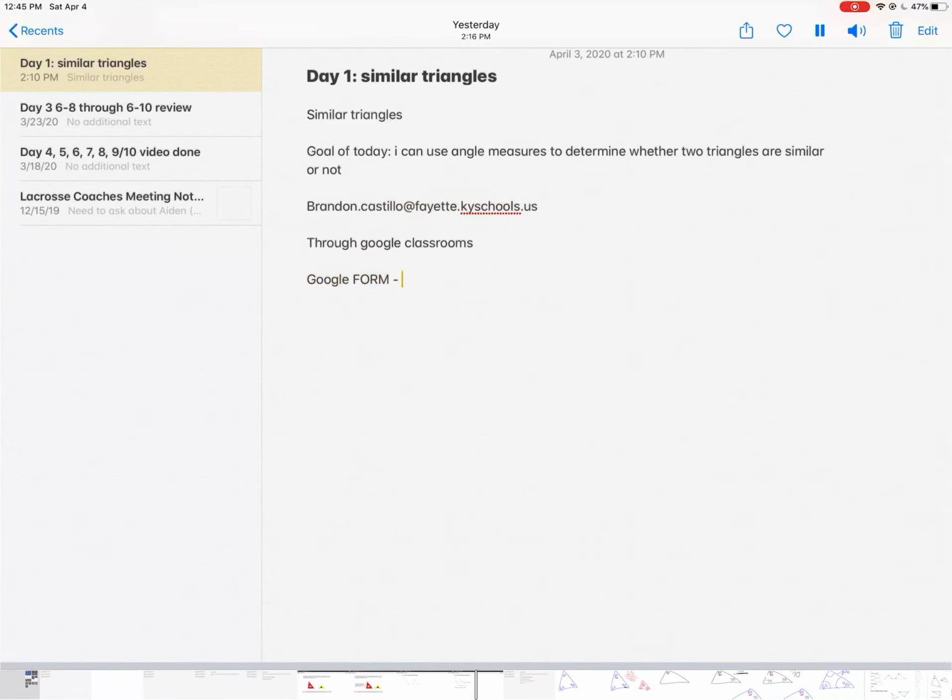If you were online, I can't tell. So please make sure you do the Google form. Make sure you get 100%. You can click edit your responses until you get that 100%.